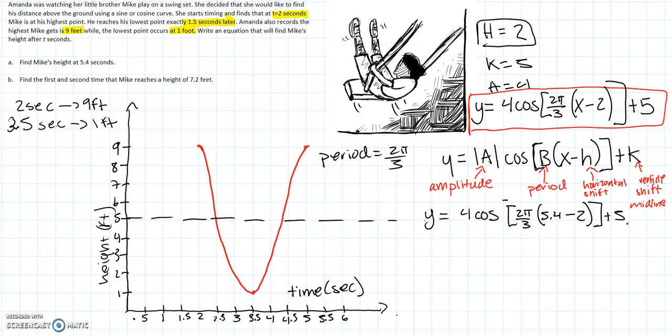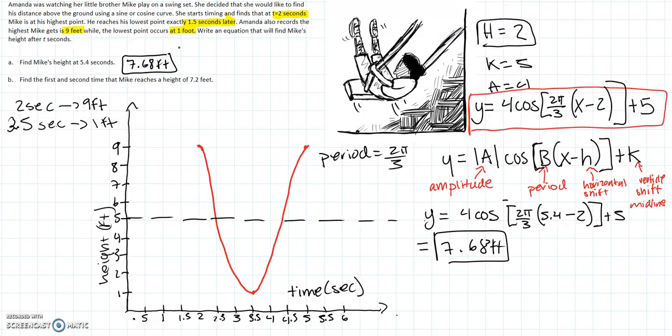And after this, you just plug it into a calculator and it gets you the answer of 7.68, rounding to the nearest hundredth, which means that at 5.4 seconds, Mike will be at a height of approximately 7.68 feet. So 7.68 feet answers our second question, which is find Mike's height at 5.4 seconds. So this is our answer for A, 7.68 feet.